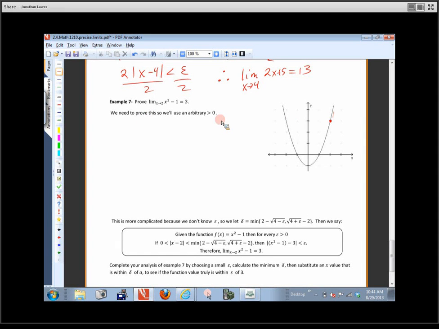Something disappeared here. We're going to use an arbitrary epsilon greater than 0 because we want to prove this. We start off with the function minus the limit, so it's going to be |x squared minus 1 minus 3|. There's f of x, and there's what we think is the limit. And that's got to be less than epsilon.